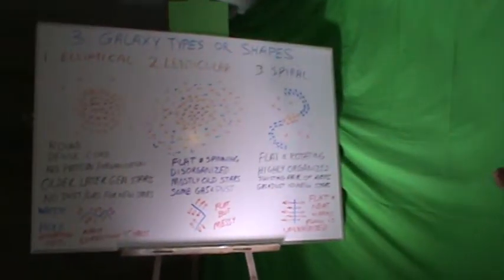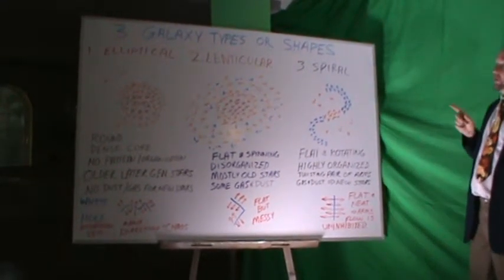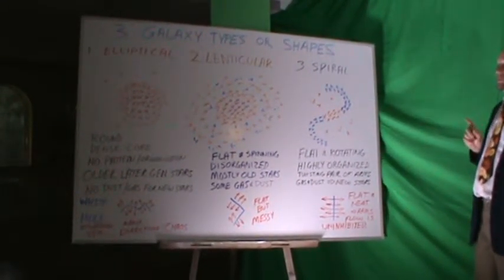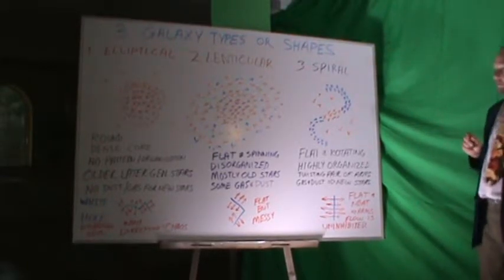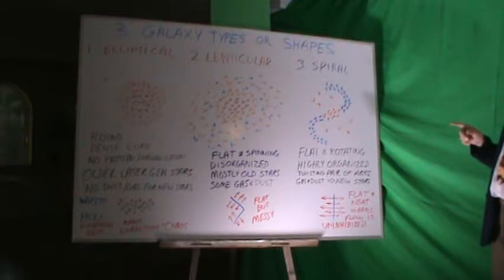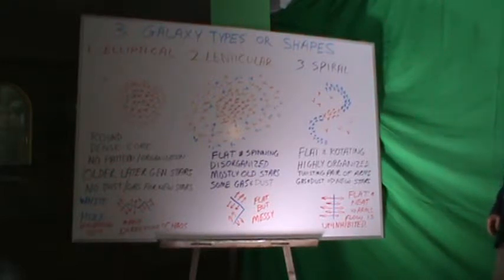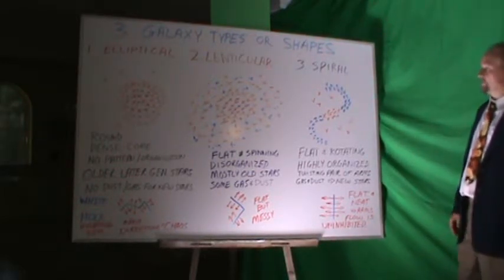Let's now turn to our whiteboard and we shall see a picture of these three different types of galaxies or shapes. First, we'll start on the left where you have your elliptical galaxies. These are the red and dead ball-shaped galaxies. And we look at their characteristics down below. They are round, they have a dense core, they don't make pattern or organization, mostly older, later generation stars, without dust or gas for new stars.